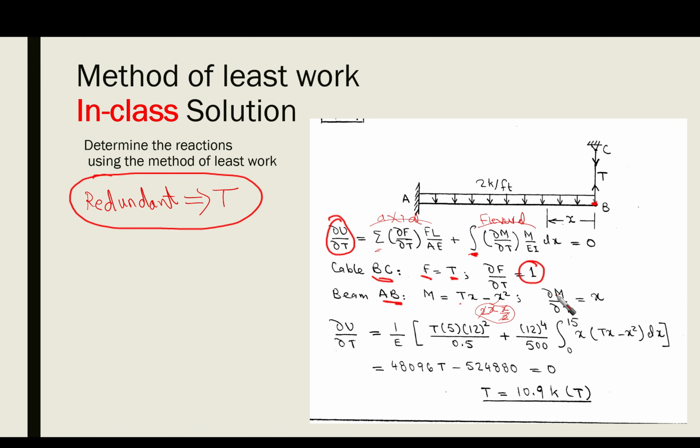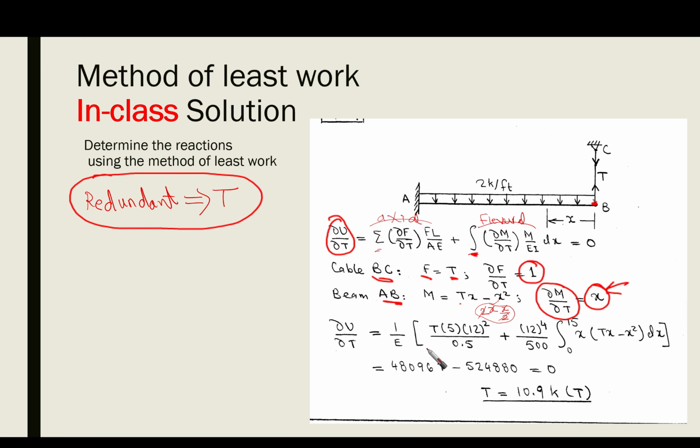Then partial M, partial T is going to be what? X. Take care, this is Tx minus X squared. So our main variable in that derivation always is what? Our redundant. So we have T as our variable, X is a constant, and then of course minus X squared is another constant. So our partial derivative with respect to our redundant is going to be X.